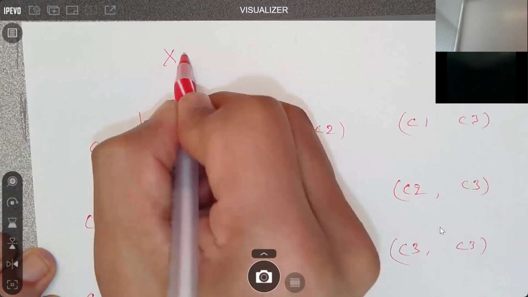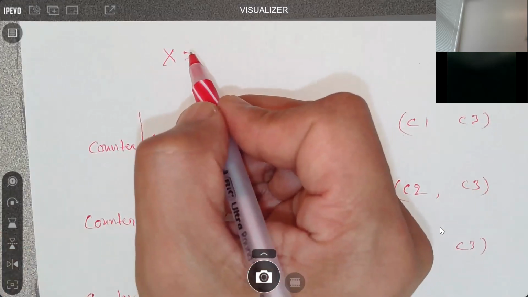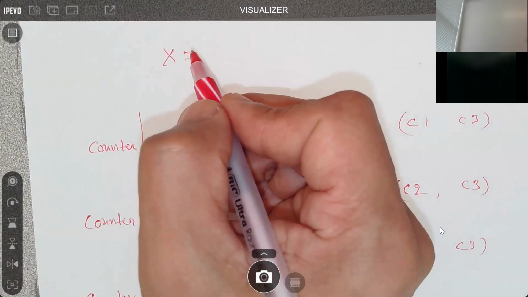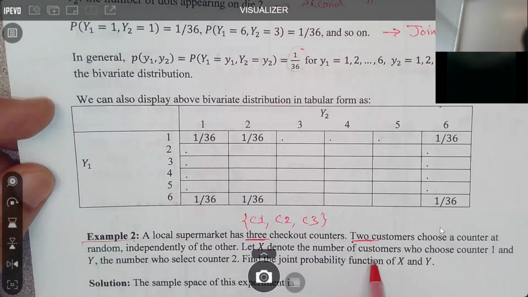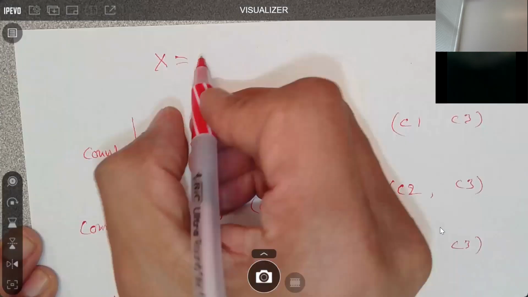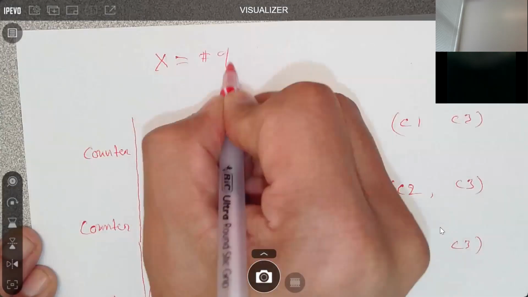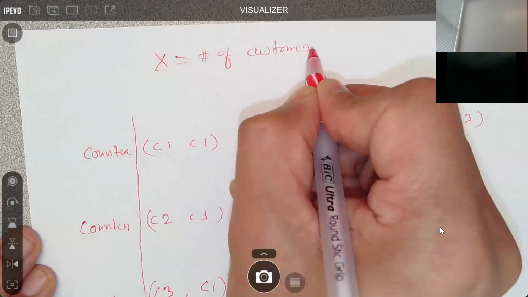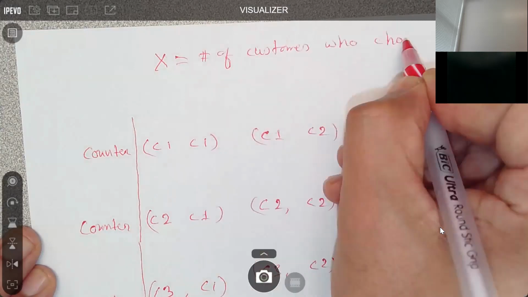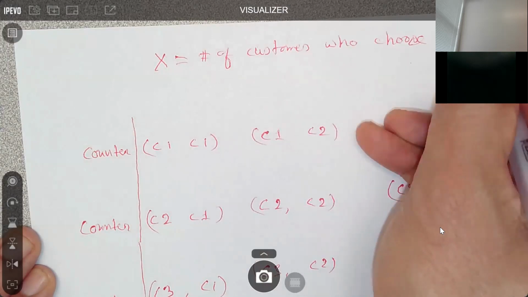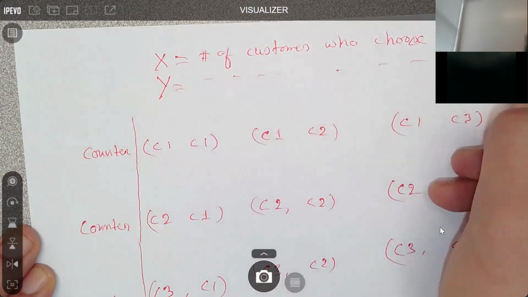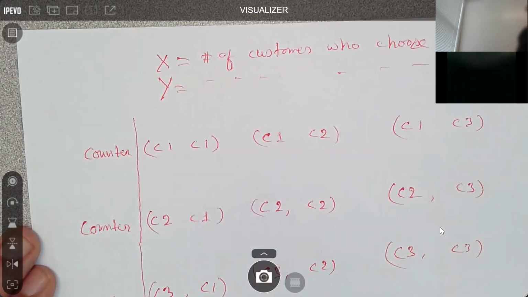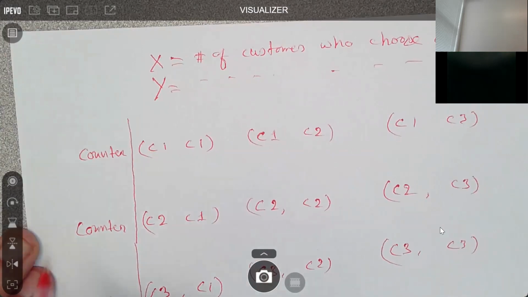Now, X is defined as the number of customers who choose counter 1, right? X equals the number of customers who choose counter 1. And random variable Y is the number of customers who choose counter 2 here, right? Now we are going to define the random variables.